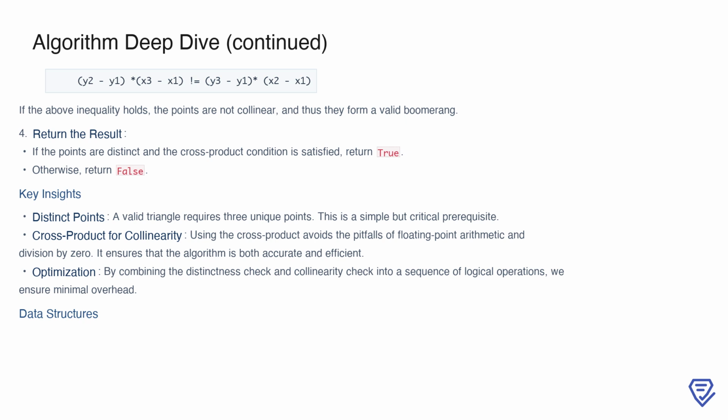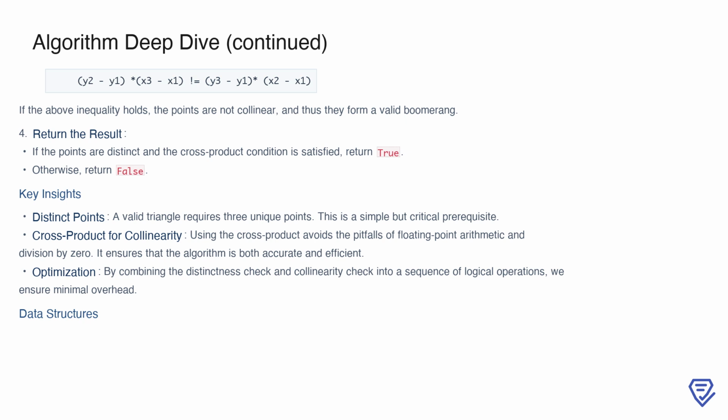Once we've verified both conditions, distinctness and non-collinearity, we can return true, indicating the points form a valid boomerang. Otherwise, we return false. There are two important insights to keep in mind. First, ensuring the points are distinct is a straightforward but essential prerequisite to forming a triangle. Second, the use of the cross-product is a clever way to avoid the inaccuracies of floating point division and potential issues like division by zero, making our algorithm robust and reliable.